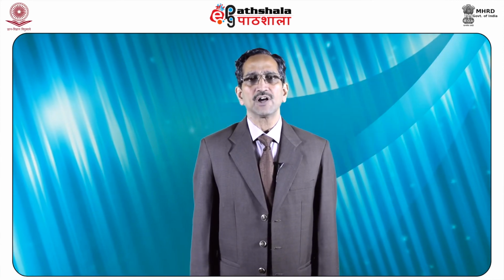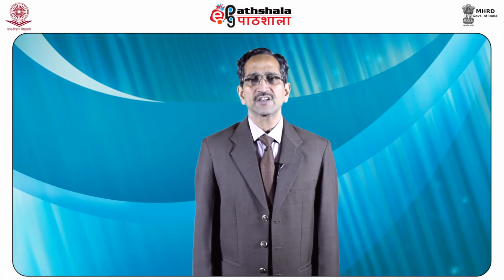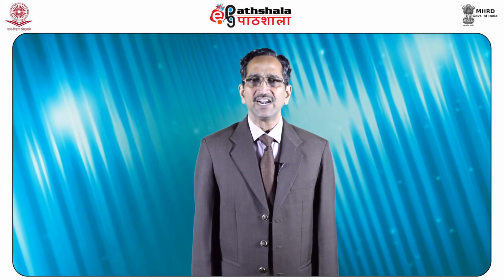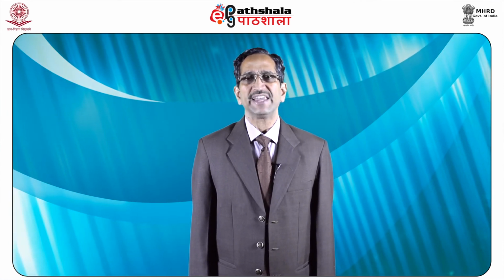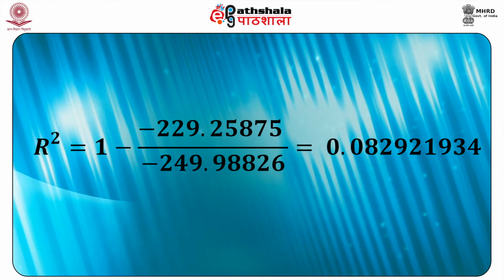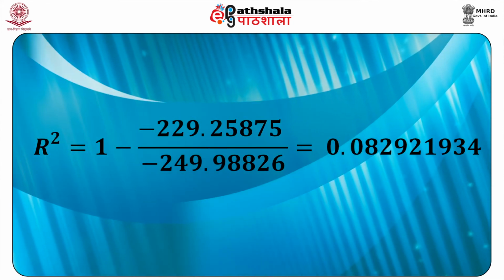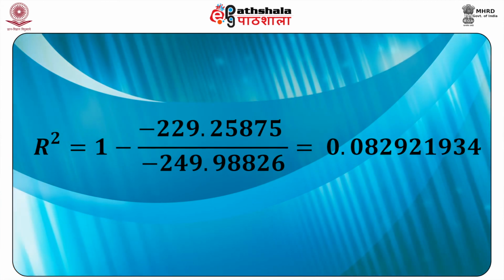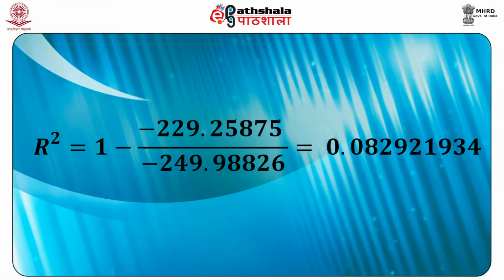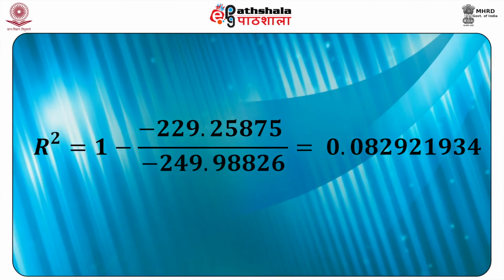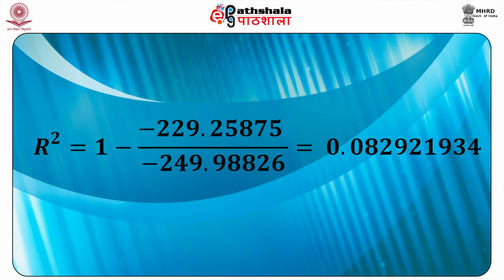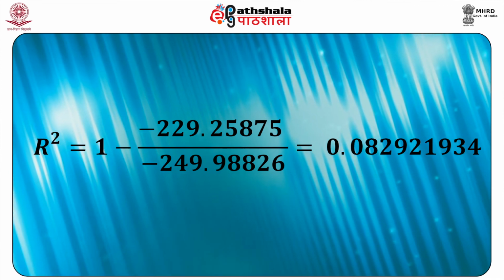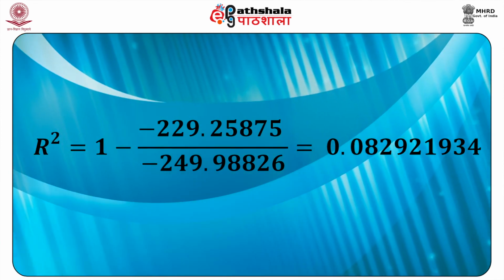The log likelihood of the above model in our example with intercept only is minus 249.98826, and with predictors the log likelihood is minus 229.25875. So we get McFadden's pseudo R square equal to 1 minus minus 229.25875 upon minus 249.98826, and this comes out to be equal to 0.082921934. So we get this value, which we can see from this formula.